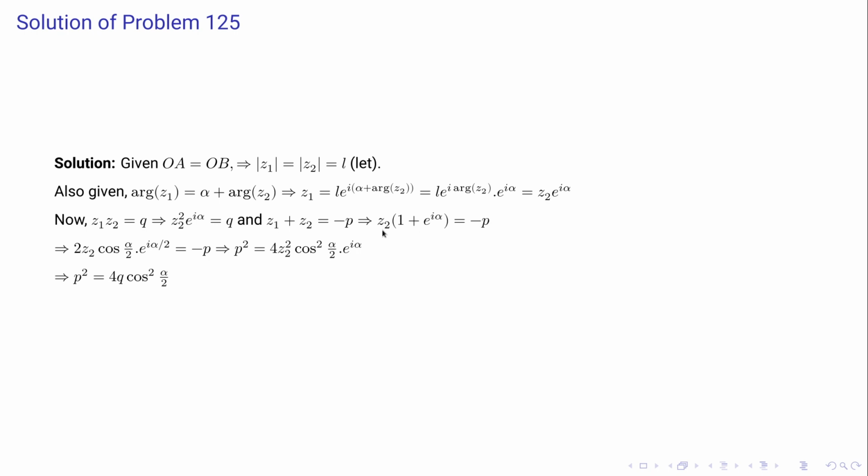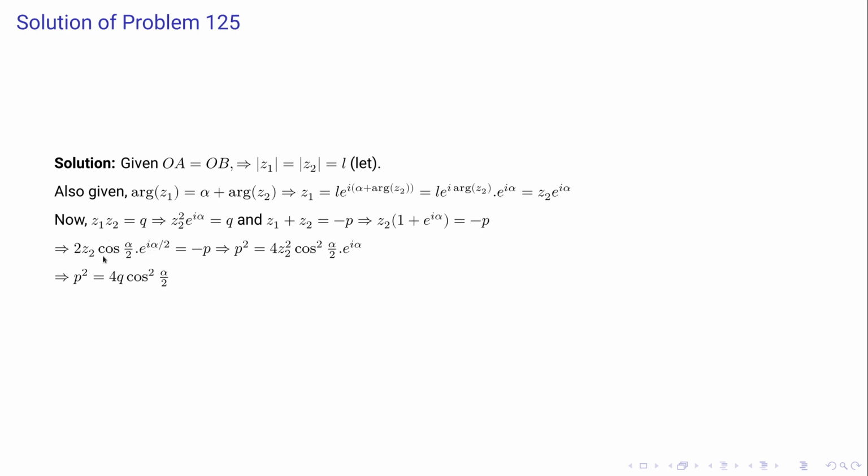Now we substitute e to the power I alpha value from here, or rather, not substitute yet. So this e to the power I alpha is cos alpha plus I sin alpha. Now cos alpha plus 1 is 2 cos square alpha by 2, and I sin alpha is 2 sin alpha by 2 cos alpha by 2. So we take out 2 cos alpha by 2 common. So inside the bracket we will have cos alpha by 2 plus I sin alpha by 2, which is equal to e to the power I alpha by 2.